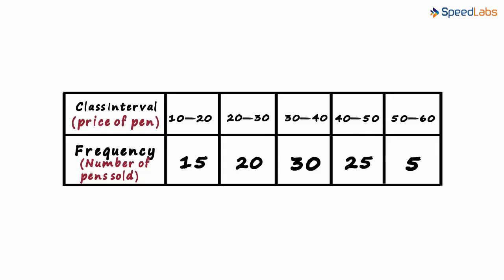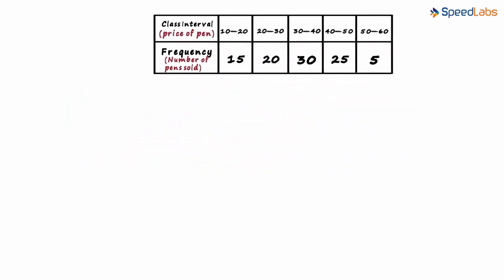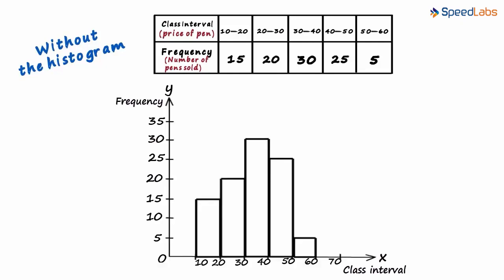We consider the same example we had considered before. Price range of pens and the frequency of each price range. We will try to draw a frequency polygon without drawing the histogram. Before we do that, let us review how we had drawn it with the help of a histogram.